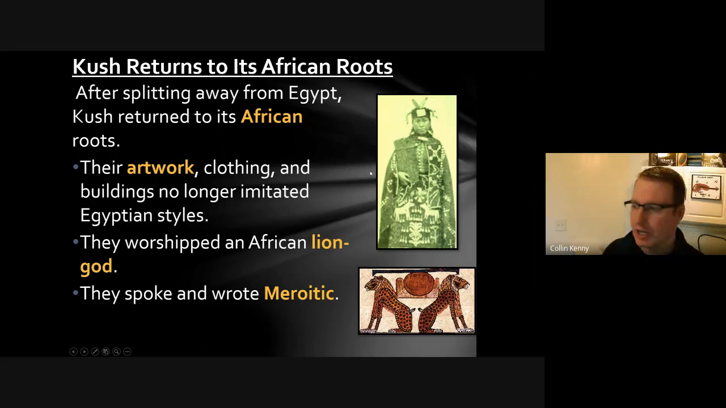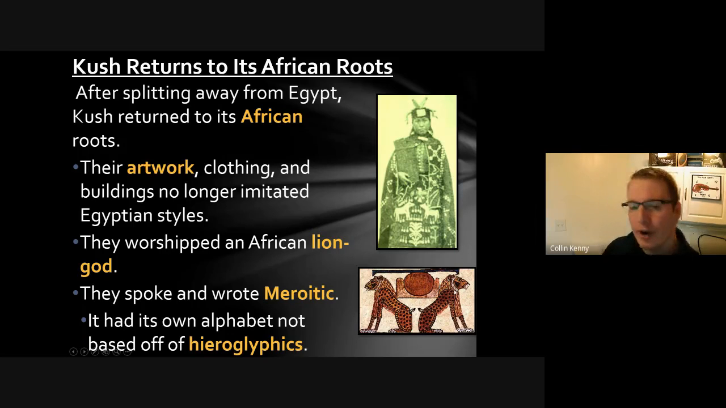Their language changes also. They start speaking Meroitic, and they start writing in this language. Now, you might be thinking, well, are they just still using like the hieroglyphic shapes? And they're not. So they create their own alphabet system as well. So they're completely casting off the ways of Egypt and developing their own style, which is really cool.